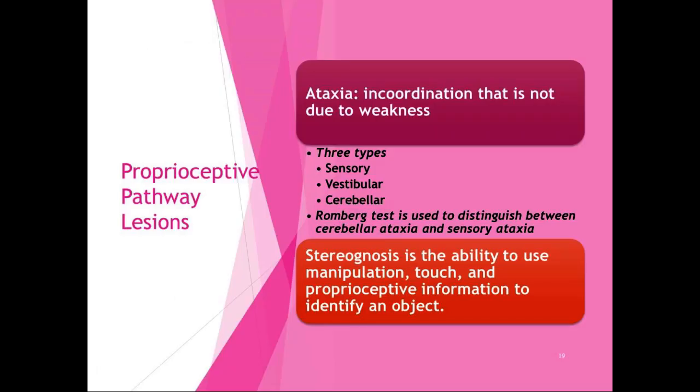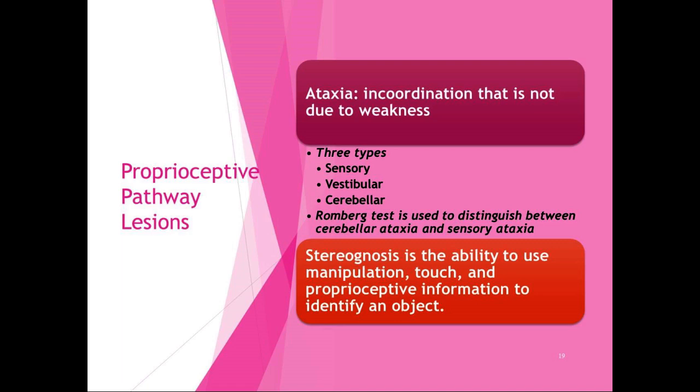Ataxia, we'll talk more about this in the cerebellar chapter, but ataxia is incoordination that's not due to weakness. So your muscle strength is fine, but you're still unable to coordinate movements for whatever reason. There are 3 different types of ataxia: sensory ataxia, vestibular ataxia, and cerebellar ataxia. The Romberg test is used to distinguish between cerebellar ataxia and sensory ataxia.